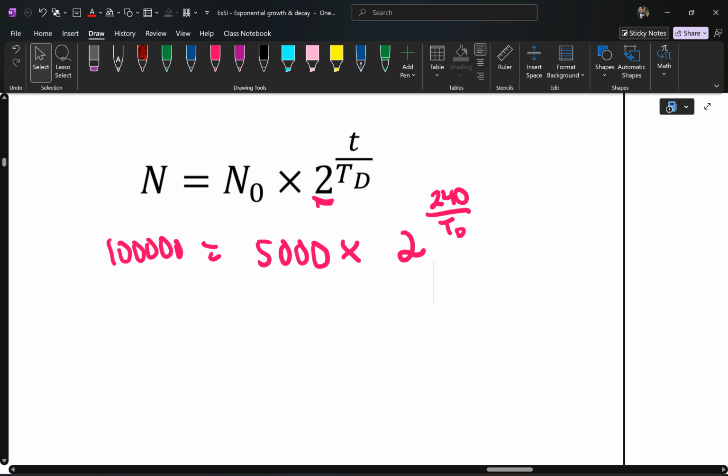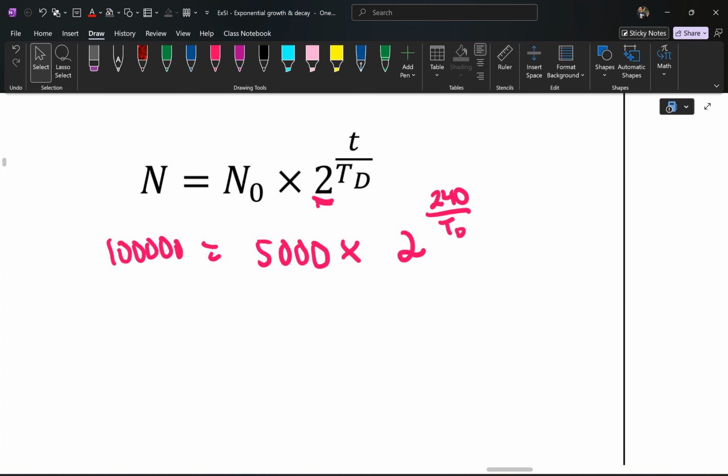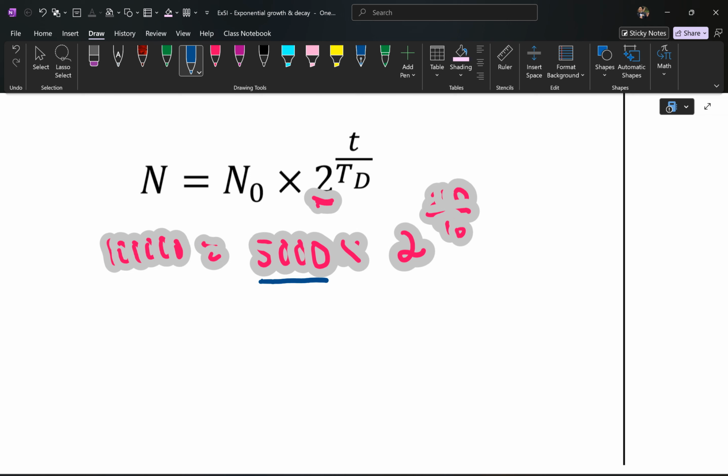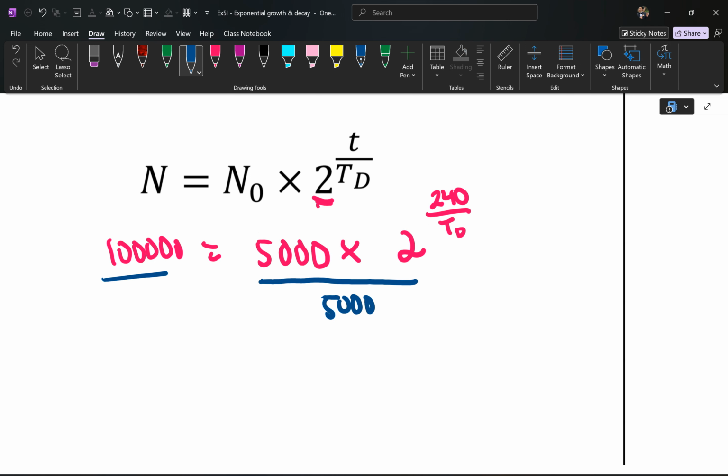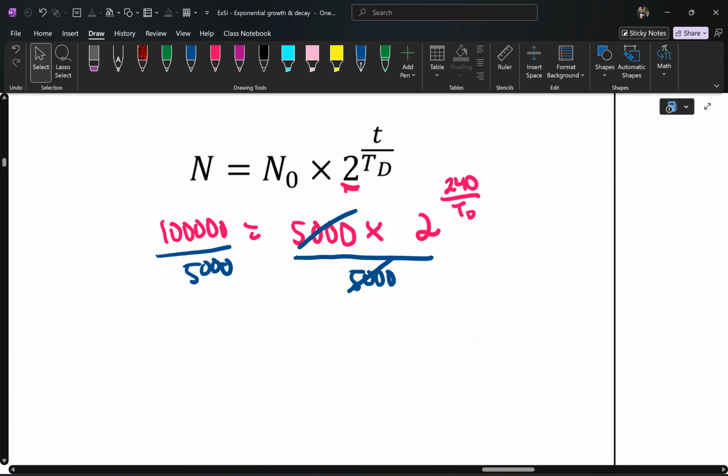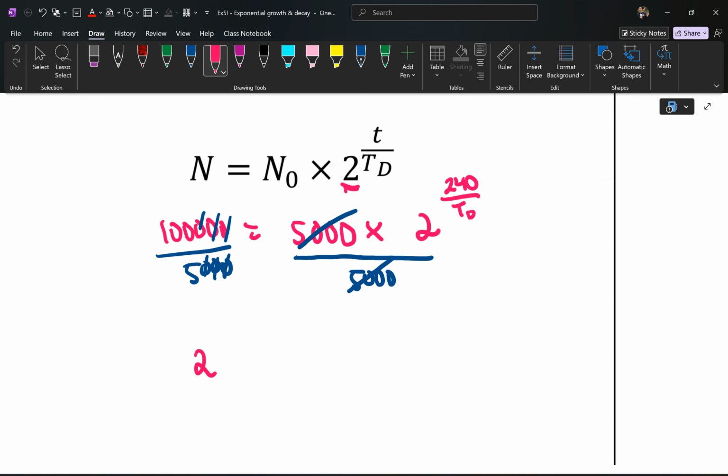Let's go. What's the first thing you're going to do? BODMAS, going backwards, is Sam Dobb. What are you going to get rid of? Good. The times 5,000, so divide both sides by 5,000. What's 100,000 divided by 5,000? Take off the zeros. So 100 divided by 5 is 20. So you've got 20 is equal to 2 to the power of 240 over TD.